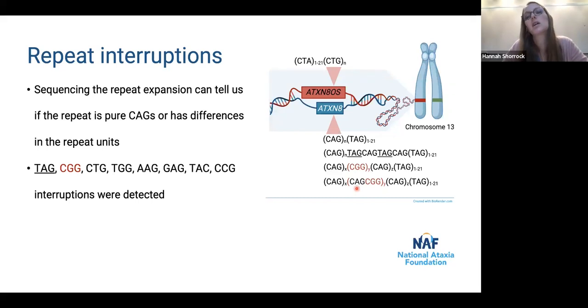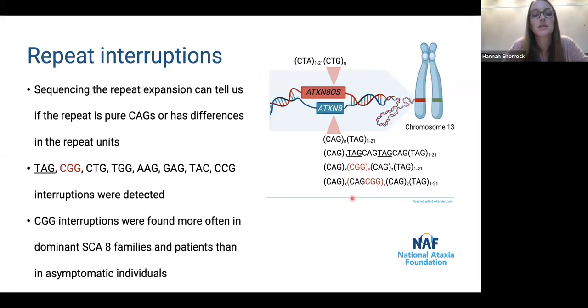And so what we actually found when we looked at in particular the CGG interruptions was we found that these were more frequent in families that had dominant SCA8 compared to families that had sporadic presentation of SCA8. And they were more frequent in SCA8 patients than in individuals who had the repeat expansion but didn't develop disease. Now, here I'm just talking about these CGG interruptions. The rest of these interruptions were really too rare for us to be able to understand whether they have an influence on whether an individual is more or less likely to develop a disease or have differences in the age of onset, let's say. So thinking about these CGG interruptions, why might these be associated with individuals who develop the disease more frequently than individuals who do not?